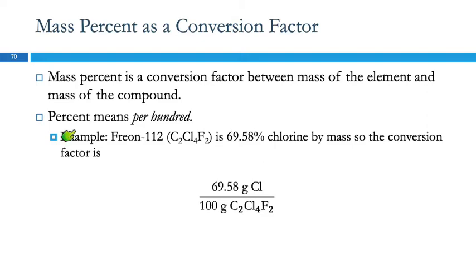The word percent literally means per 100. So when we say Freon 112 is 69.58% chlorine by mass, that means 69.58 grams are chlorine out of 100 grams. So there's the conversion factor between mass of the element and mass of the compound.